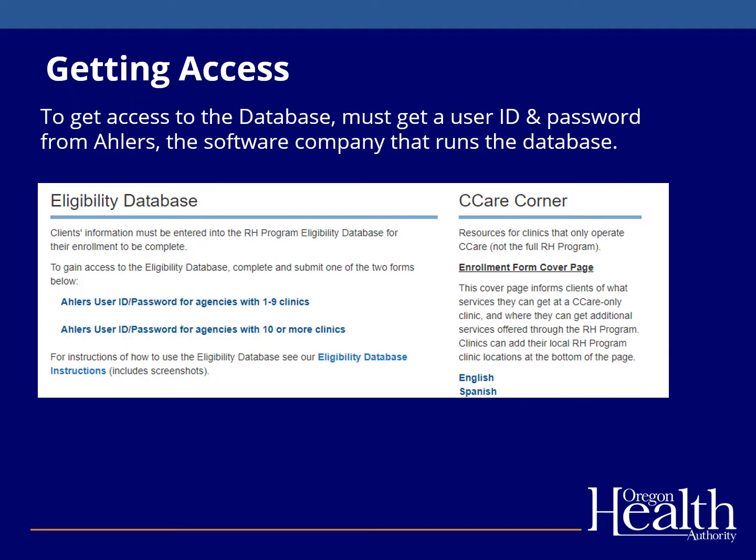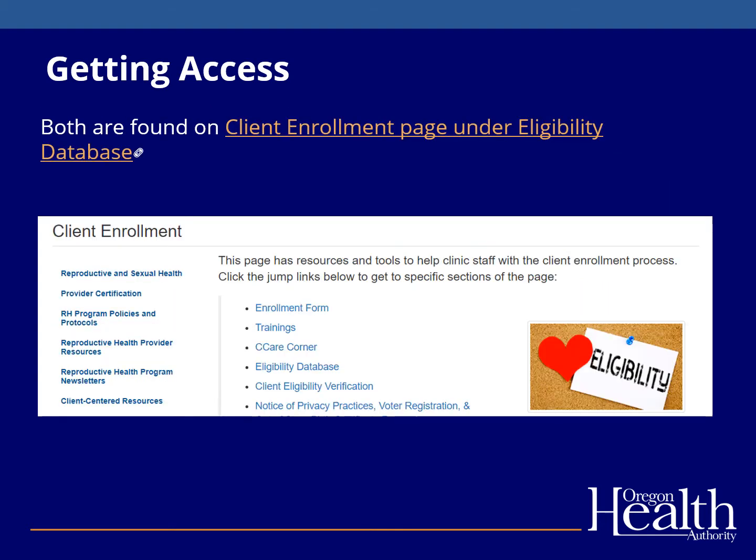To get access to the eligibility database, staff must complete the appropriate Ehlers user ID and password request form. There are two versions of the form. One for agencies with fewer than 10 clinics operating C-Care or the RH program, and one for agencies with 10 or more clinics operating C-Care or the RH program. Each of the forms can be found on our client enrollment webpage in the eligibility database section.